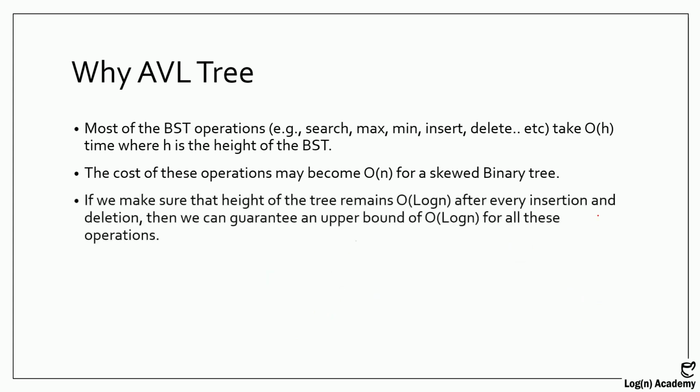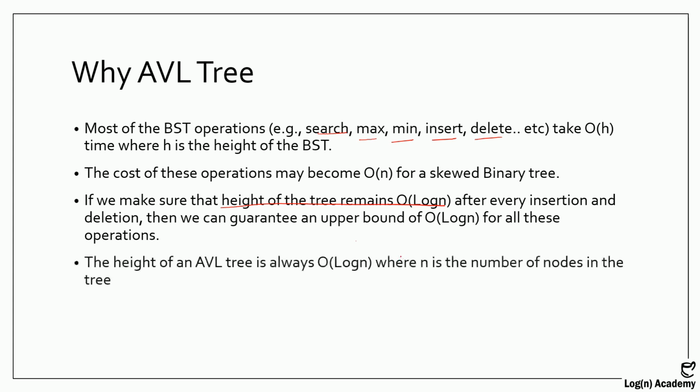If we make sure that the height of the tree remains log of n after every insertion and deletion, then we can guarantee an upper bound of log of n for all these operations, like search, maximum, minimum, and insert. The height of an AVL tree is always log of n, where n is the number of nodes in the tree.